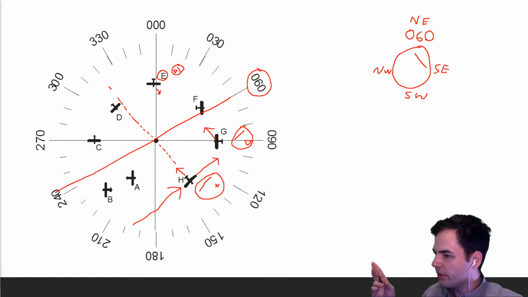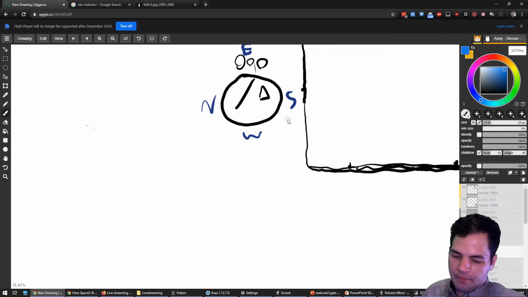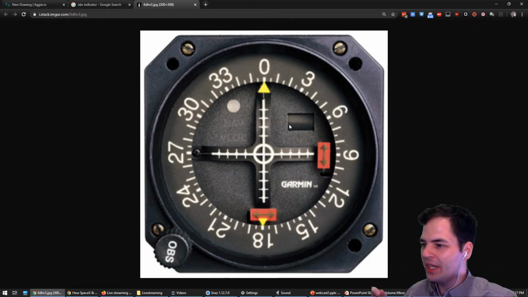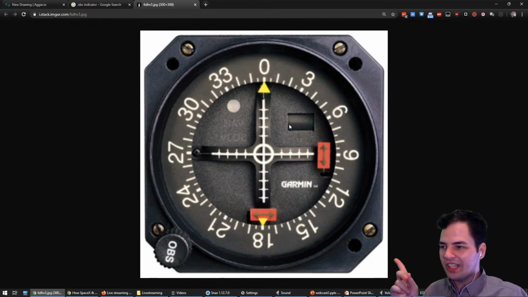So that being said, I'll actually come back to that, because I was saying at the beginning, hey, you might be in a scenario where maybe you're using a GPS, and you think, oh, I don't need to know this VOR stuff because I have a GPS. Well, all certified GPS systems have an indicator like this.